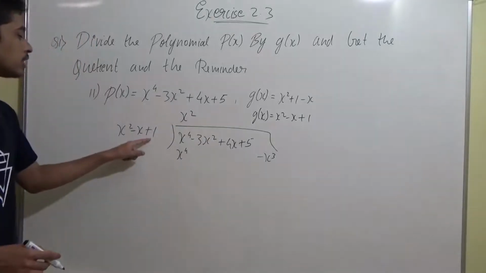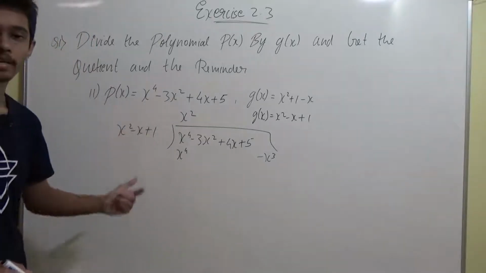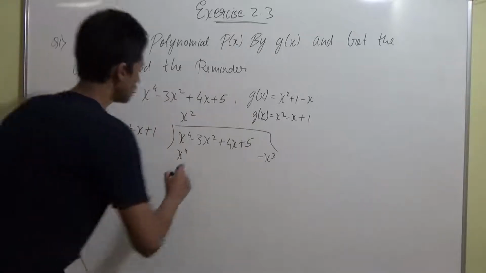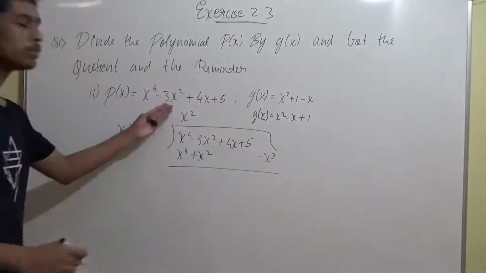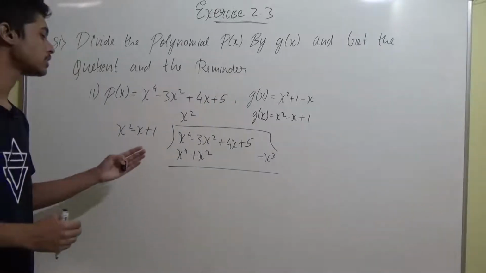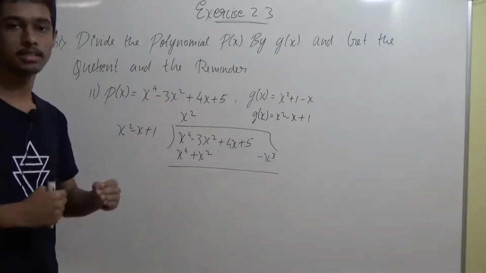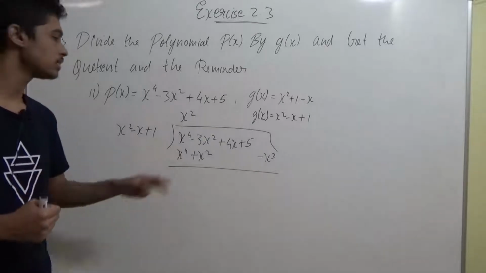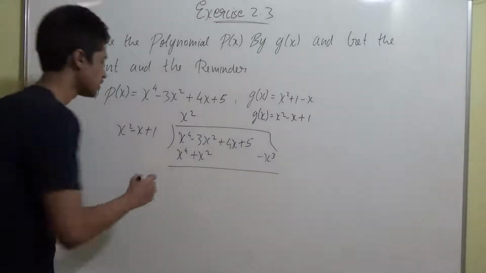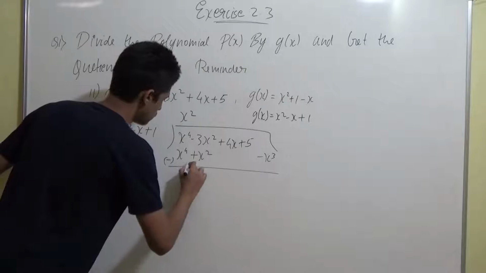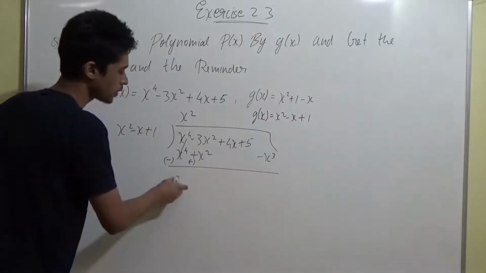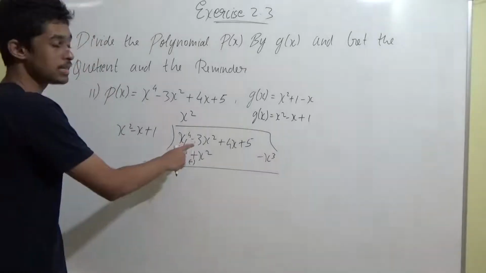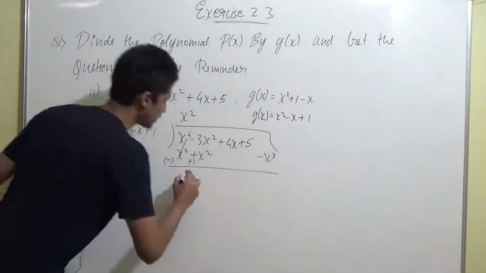Now, for the third term we are going to multiply 1 into x square, which gives us x square. So here we'll write plus x square. Now, as we have to change signs, if it is plus we are going to write it as minus, and if it is plus here, we are going to write it as minus. This gets cancelled, guys, and you are not going to get anything, 0. And here it is minus 3x square minus x square, which is minus 4x square.